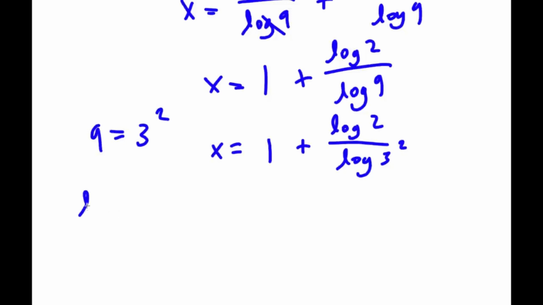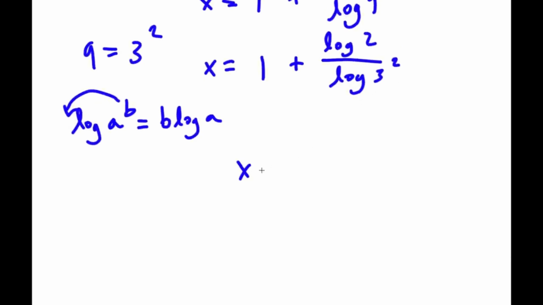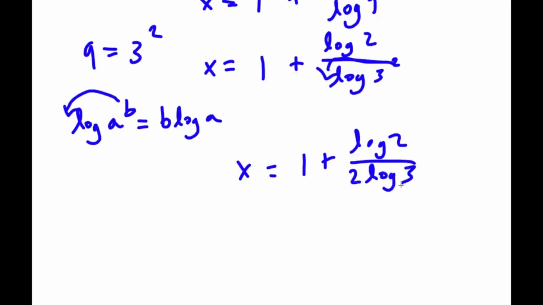Now remember, property of logarithms, that states that if we have something in the form log a to the power of b, we can move our exponent b to the front of the logarithm, so this would equal b times log a. So log 3 squared is going to equal, we move the 2 to the front of the logarithm, so we will have 2 times log 3. So now I have x is equal to 1 plus log 2 over 2 log 3.